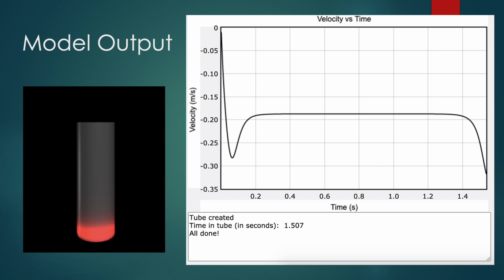This is the graph that was outputted from my computational model. The middle section is where the velocity is constant and there is no net force. This is the period of time when the magnet is falling through the tube. During this, it has a gravitational and magnetic force acting on it. In the model, we got the time in the tube to be 1.5 seconds, which is much longer than the real time of 1.16.